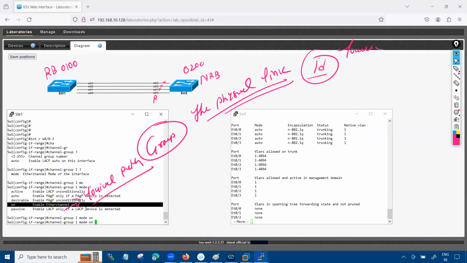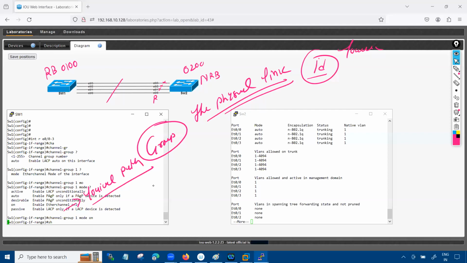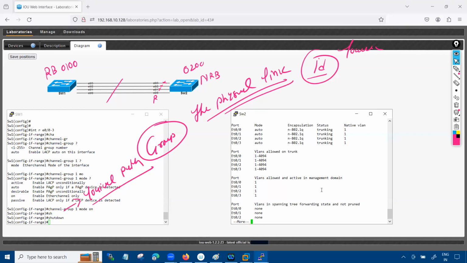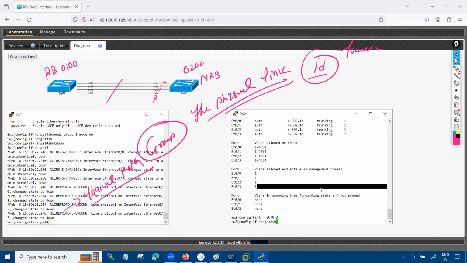Before doing the EtherChannel configuration, it is recommended to shut down all the interfaces first. Otherwise, due to the mismatch of the packets, maybe for 10 or 20 seconds your interface will go into the error-disabled state. That's a recommendation even in the production network. So I'm just going to shut down this particular link, and the same thing on Switch 2 as well. Interface range 0/0 to 3, shutdown.